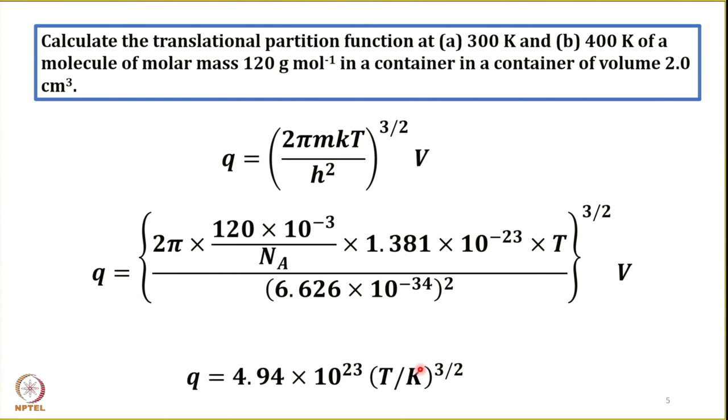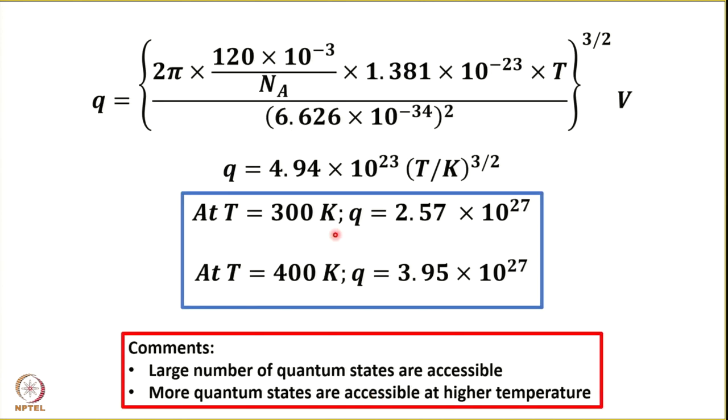And now we were asked to calculate at 300 Kelvin and 400 Kelvin, and you can substitute T here as 300 Kelvin and 400 Kelvin and you can get the result. Let us take a look at the result. At 300 Kelvin, substituting this T equal to 300 over here, we see the value is 2.57 into 10 raised to the power 27. When it is 400 Kelvin, the value increases to 3.95 into 10 raised to the power 27.